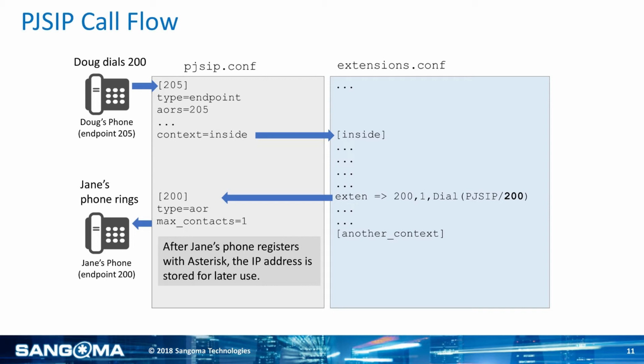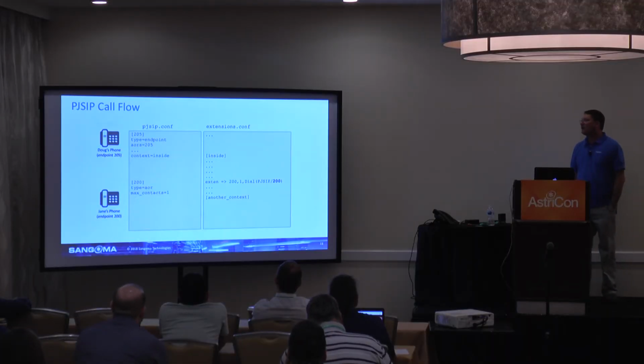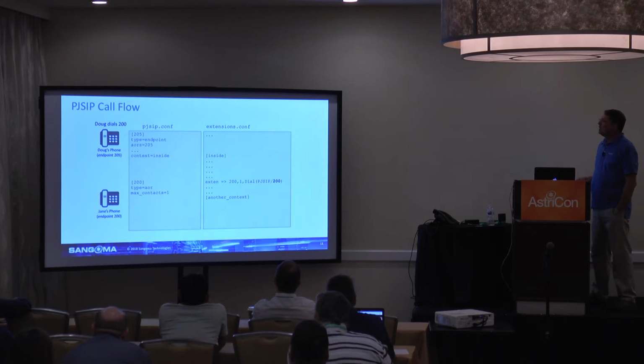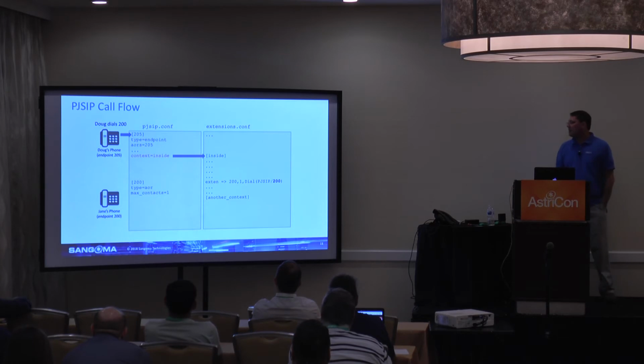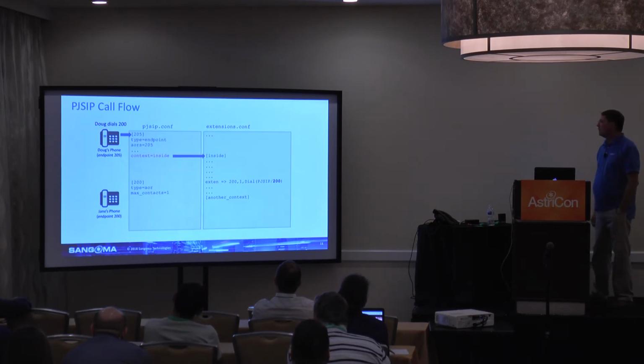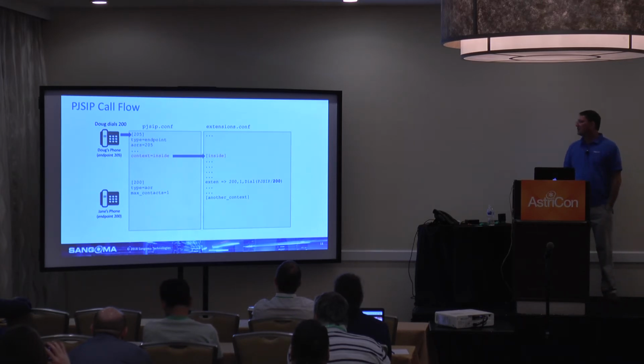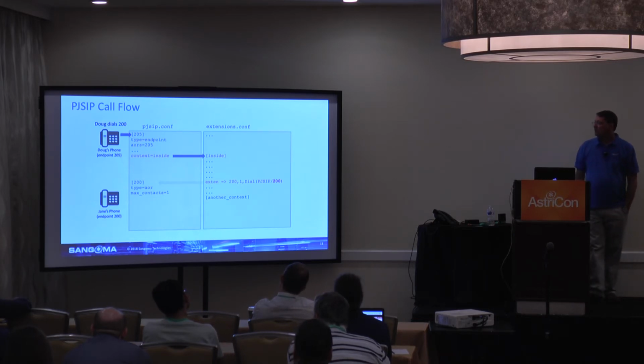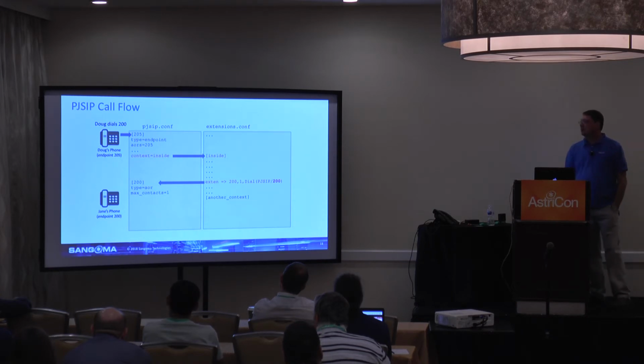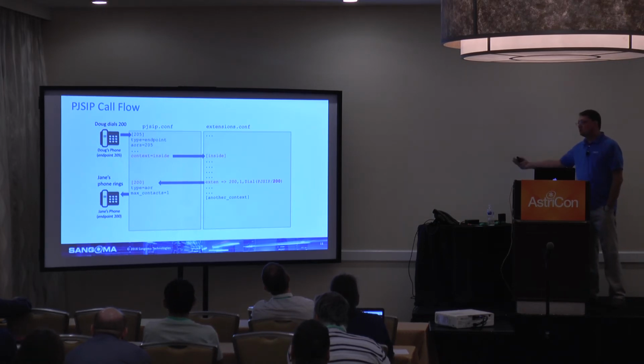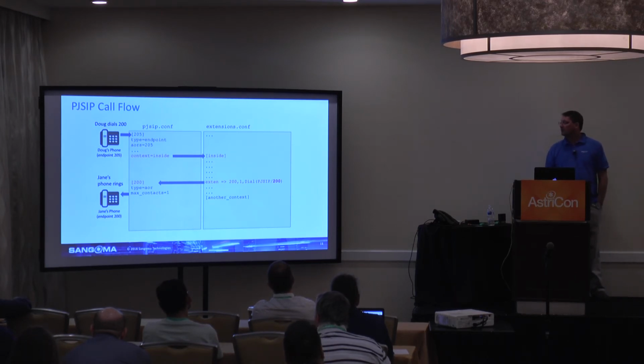So the PJSIP call flow, in this case, we have Doug's phone up here, which is endpoint 205. Doug dials 200. So we look at the endpoint record for 205, and it is in context inside. So we'll go over to the dialplan in extensions.conf and find the inside context, and we look for extension 200 inside this context, which is right there. The application for 200, priority 1, says Dial PJSIP/200. So we'll go back over to pjsip.conf and find endpoint 200 and try to dial it, which is Jane's phone. Jane's phone rings. And we know it's Jane's phone because Jane's phone actually registered to Asterisk and told it its IP address. So we know how to get to it.